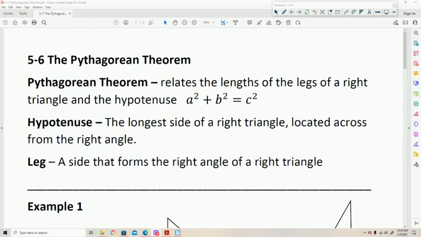Now, what do those words or terms mean? The hypotenuse is the longest side of a right triangle. It is located directly across from the right angle, which, if you don't know by now, is a 90-degree angle. A right triangle has one 90-degree angle, and the hypotenuse is located directly across from that angle. The legs actually form the angle. So the legs come together at a 90-degree angle, and the hypotenuse is directly across from that. Okay, we're going to look at ways to use the Pythagorean theorem in today's lesson.